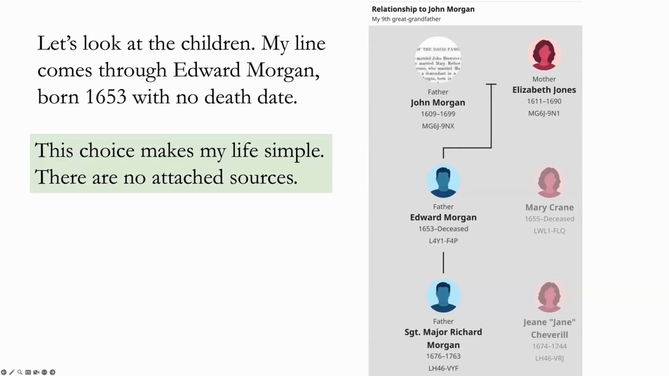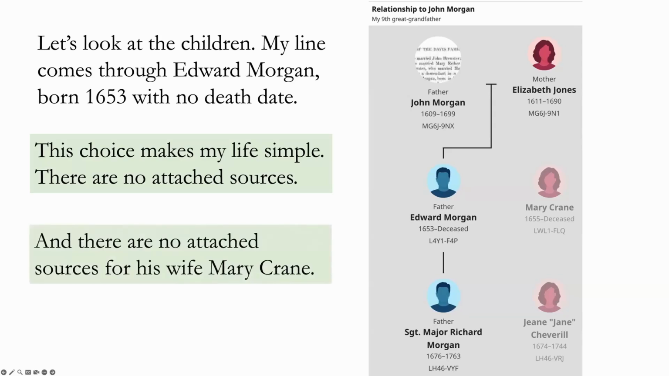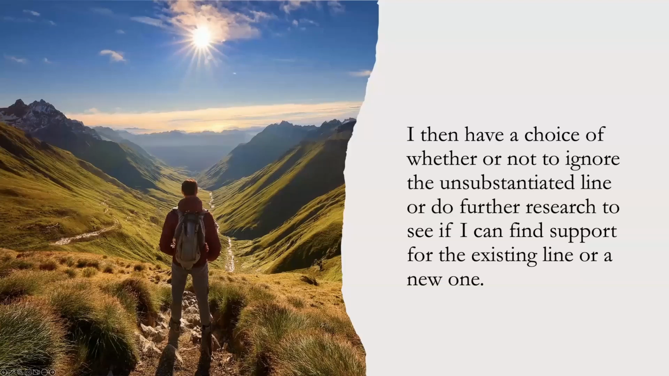And I would at this point be perfectly justified in cutting John Morgan and all his stuff off of my connection on the family tree, until someone came up with me or someone else came up with a record showing John Morgan's parents. That's the end of the story. Now, the question is, how much further down does this go? And by the way, there's no attached sources for Mary Crane either, the wife. So it's kind of out.